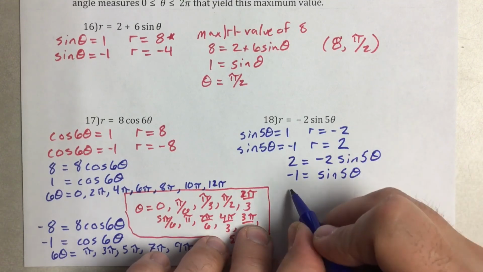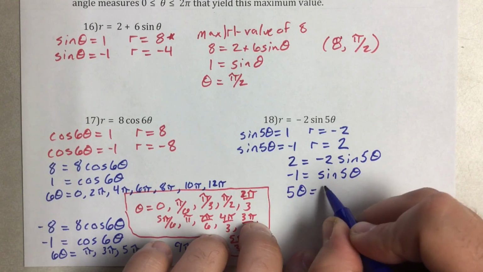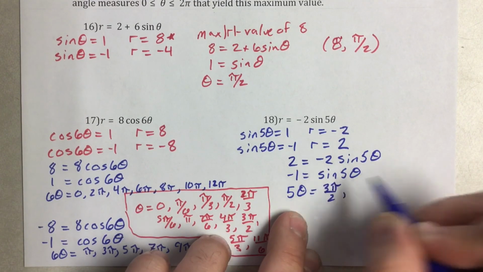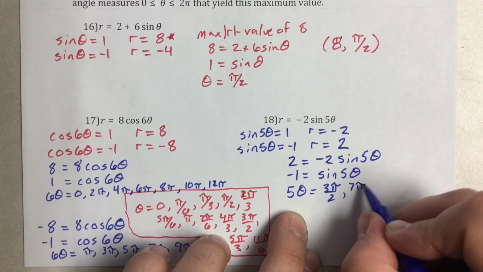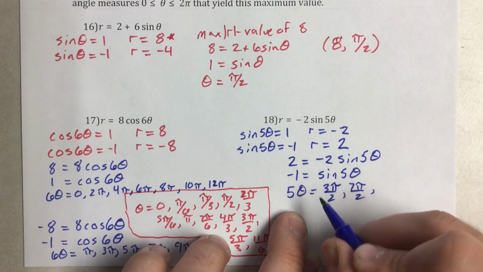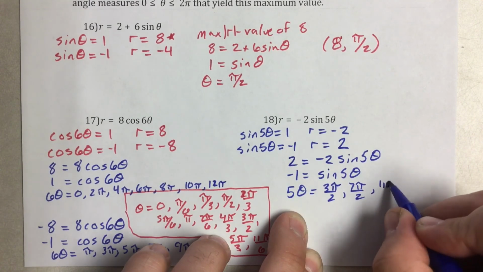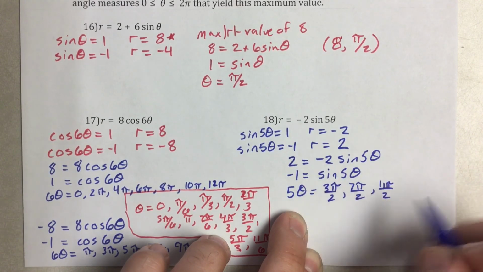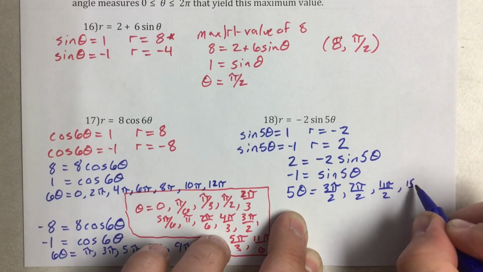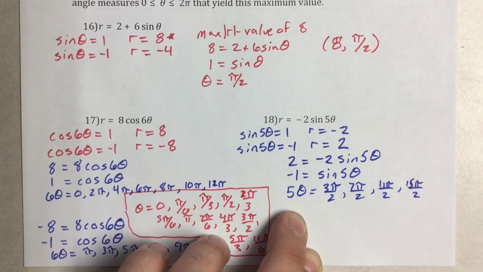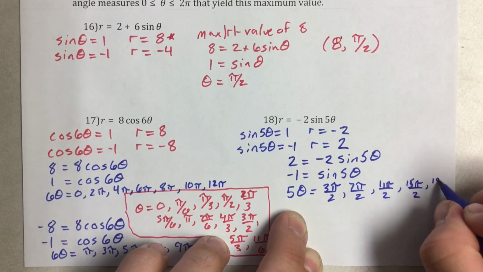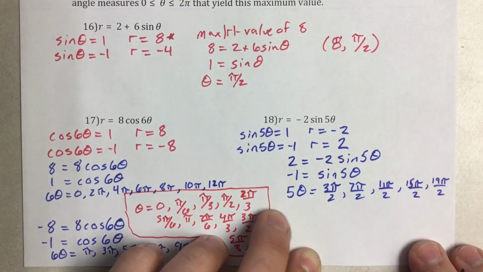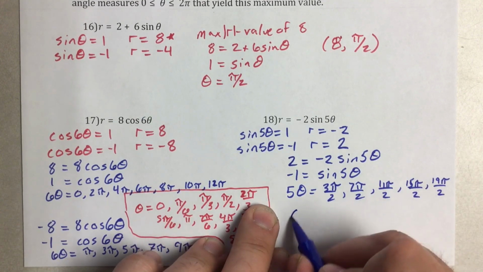that 5 theta, because sine is -1, at 3 pi over 2, 7 pi over 2, 11 pi over 2, 15 pi over 2, and then going one more, 19 pi over 2. I'm trying to think of when we'll reach 2 pi. So now we divide everything by 5.